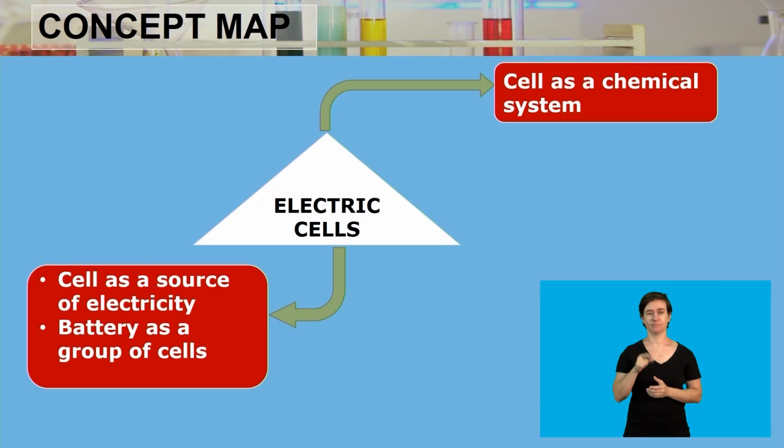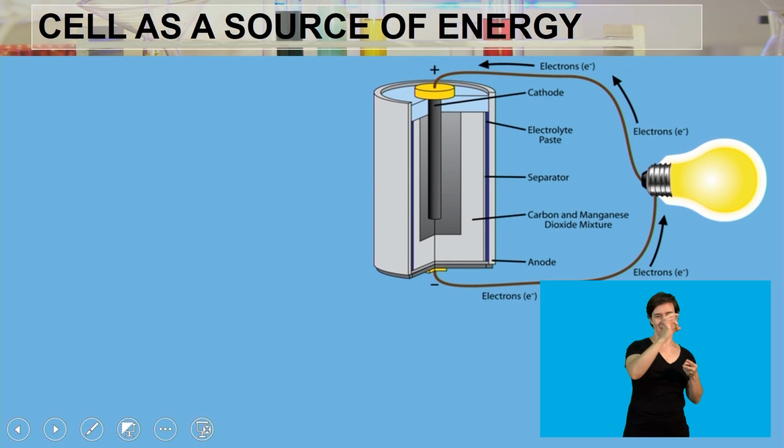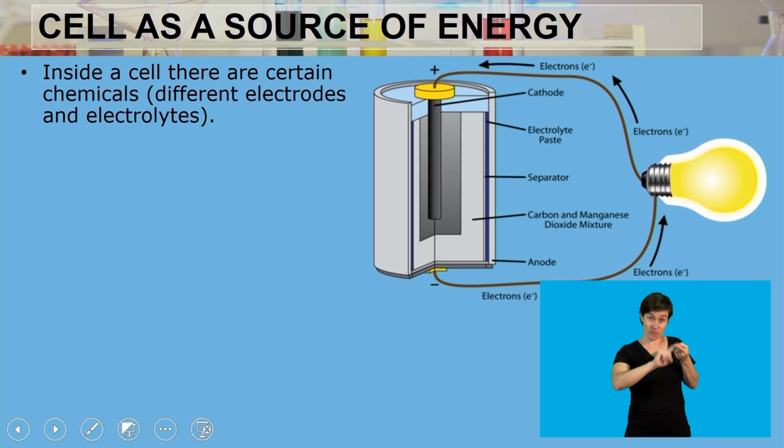Welcome back, learners. So now we're going to jump to our second concept, whereby we'll be looking at cell as a source of electricity and then further look at battery as a group of cells.